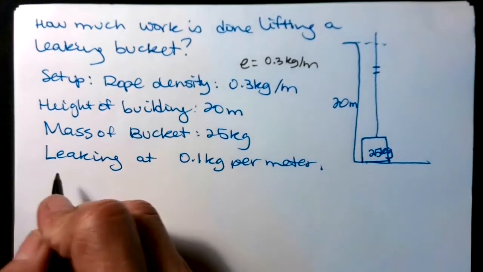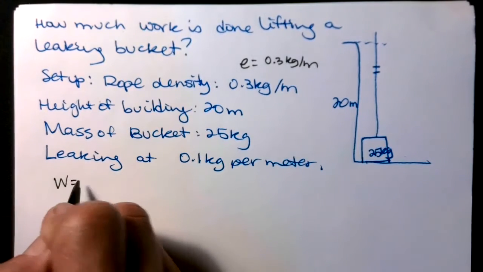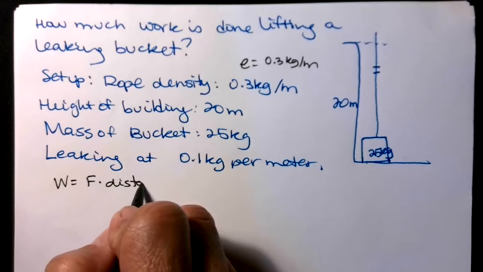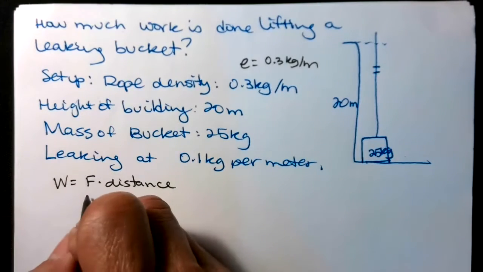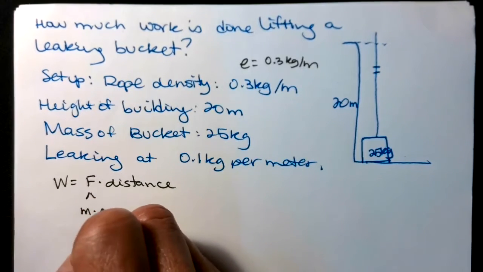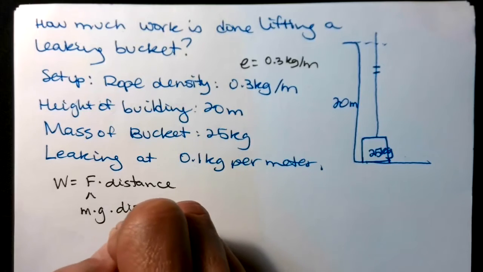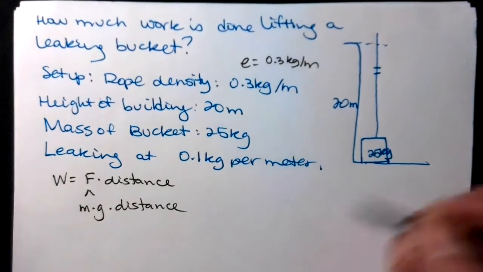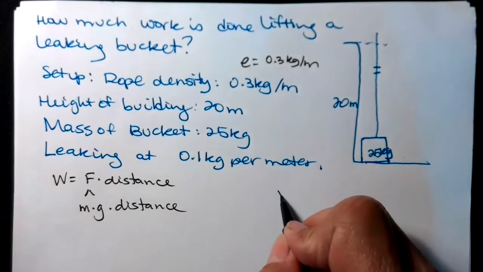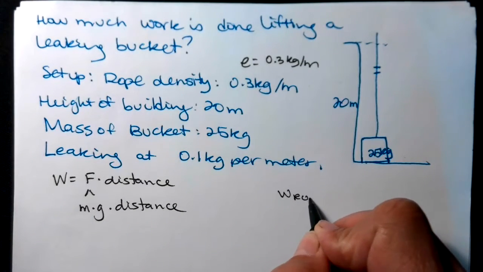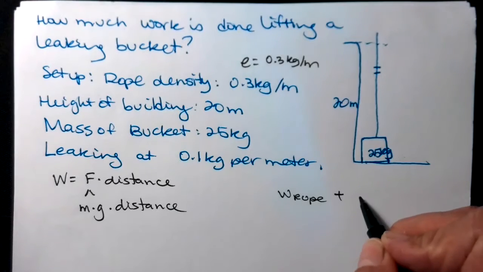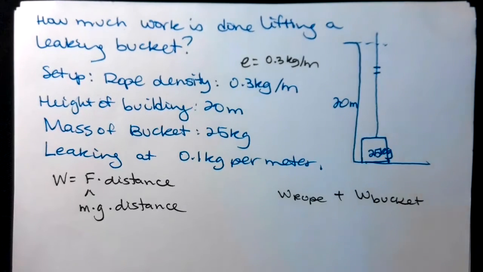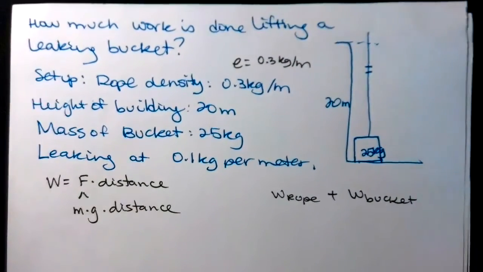So remember, work equals force times the distance that it's acting over. And the force for us is going to be mass times gravity. So this is what we're going to have to think about. And I'm going to treat them both separately. So we're going to find the work to deal with the rope, and then we'll find the work for the bucket. I'm going to find those two independently and add them together. Okay, so let's do the rope first.